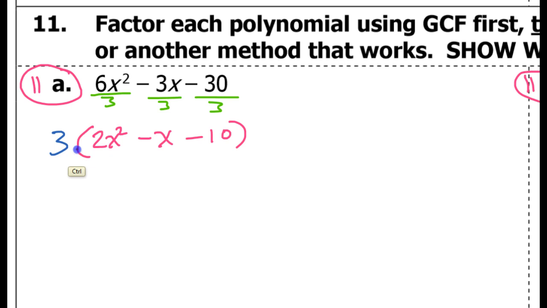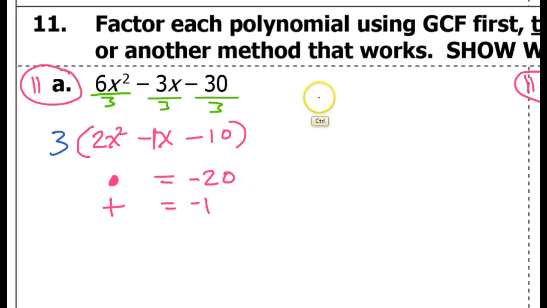We pulled out the GCF, and that's great. So now we need to look at this red trinomial and do the box method. So we're going to go back to this business. We need a product and a sum. The product has to be a times c. So 2 times negative 10, which is negative 20. The sum has to be the b value, which is negative 1.